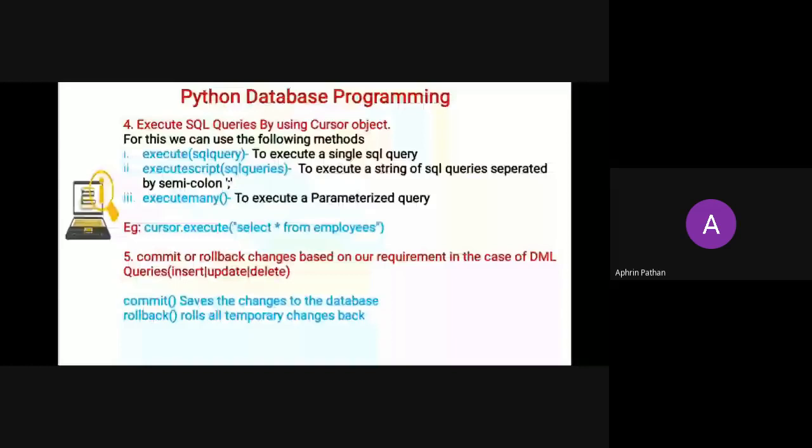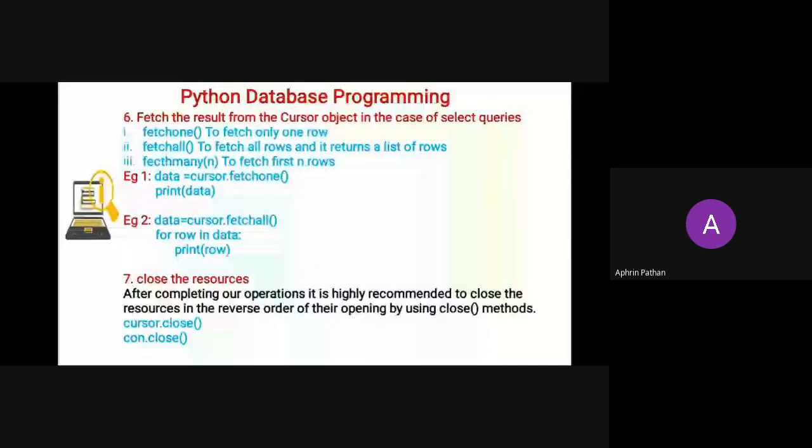So these are the fourth and fifth steps. The fourth step is execute SQL query by using the cursor object, and the fifth step is commit or rollback changes based upon our requirement in case of DML queries. Then the sixth step, fetch the result from the cursor object in the case of select queries. In case of select queries, we require to fetch the result. For that, you can see there are again three methods.